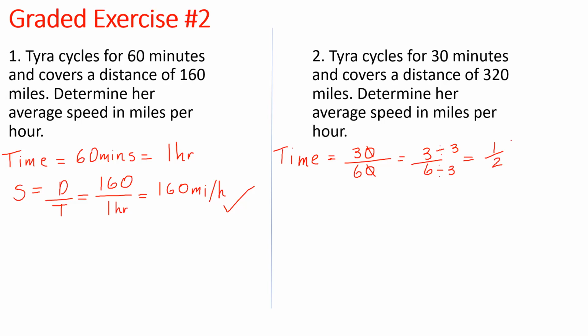1/2 is going to be what? Half an hour, right? So the speed is going to be the distance divided by time. What's the distance? 320, divided by time. What's the time? A half. So we have to multiply that by 2/1, which is what? 320 multiplied by 2.